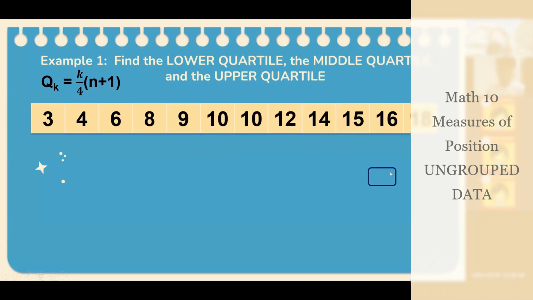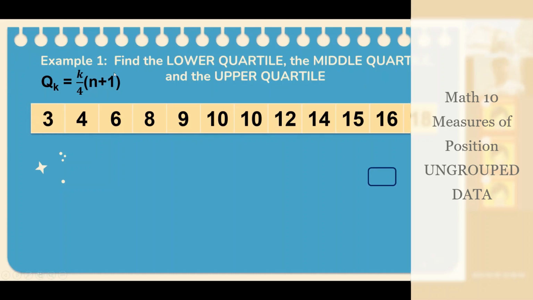So let's start with this example. Oops, naiwan pala yung box ko doon. Yan. So find the lower quartile, middle quartile, and the upper quartile of the given data. So assuming that these are scores of the students in 1 to 20 items. So the highest is 18, the lowest is 3. So let's find what are the scores that belong to lower quartile? What are the scores that belong to middle quartile? What are the scores that belong to upper quartile?